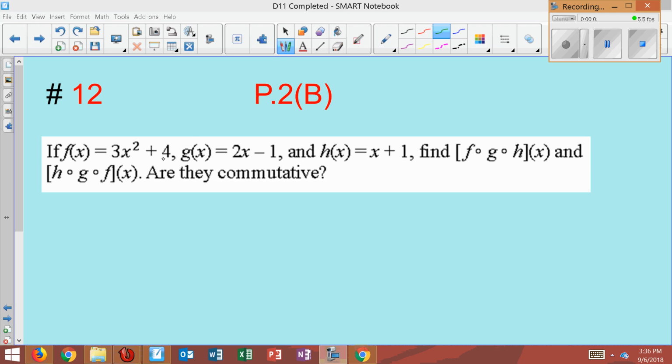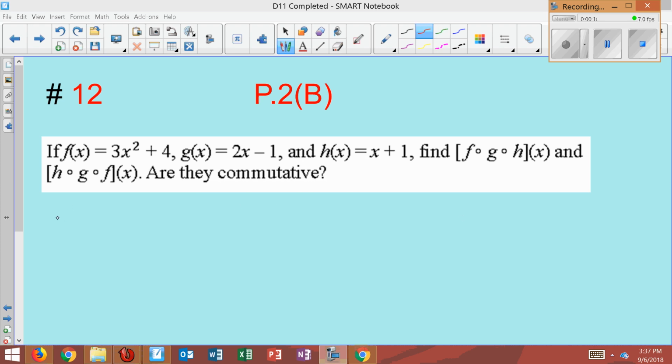If f of x equals this equation, g of x this equation, and h of x this equation, find f of g of h and g of, or h of g of f. Are they commutative? That means, do you get the same answer when you find both?